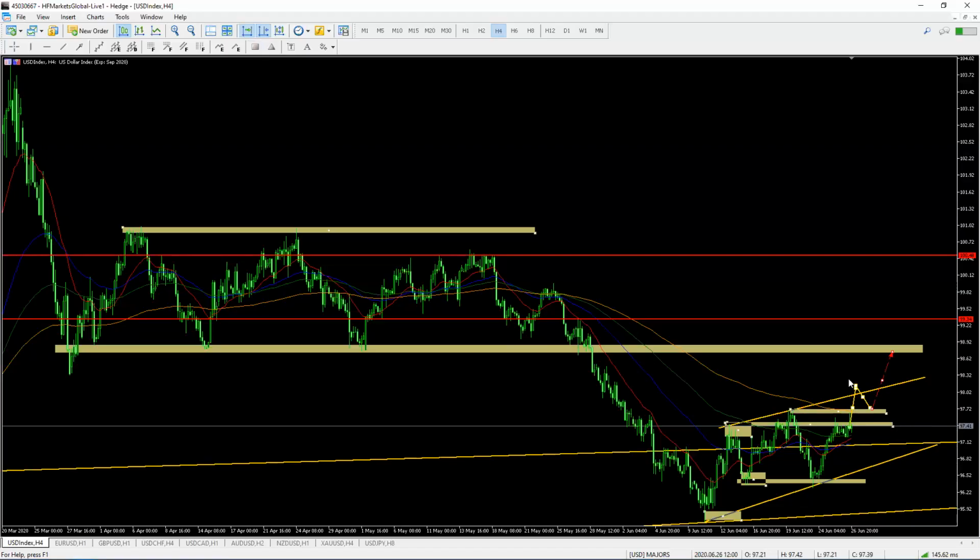So we expect this market to follow this trend. We expect this market to break out of this upper trend line. So this is good, but a useless trend line. Okay. Any questions?